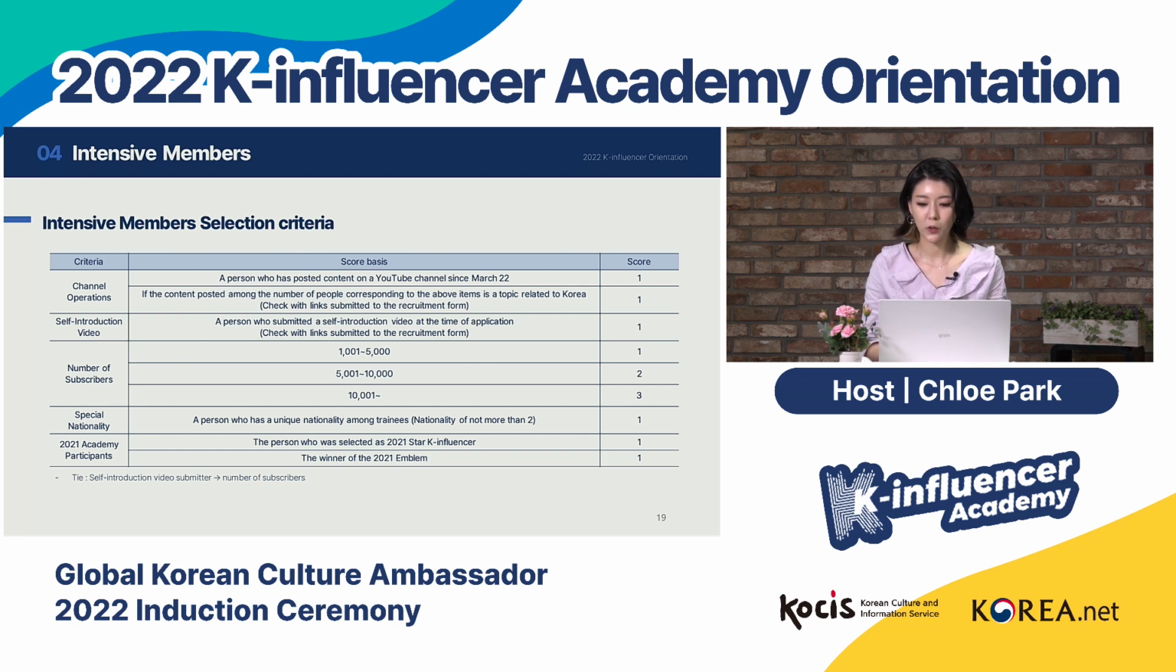The first criterion is channel operations. There will be a total of 2 points you can get for this. The first is whether you have posted content on a YouTube channel since March 22. You will get 1 point for this. You can get an additional point if the content posted, among the people corresponding to the above item, is on a topic related to Korea. If the topic is related to Korea, you will get an additional 1 point.